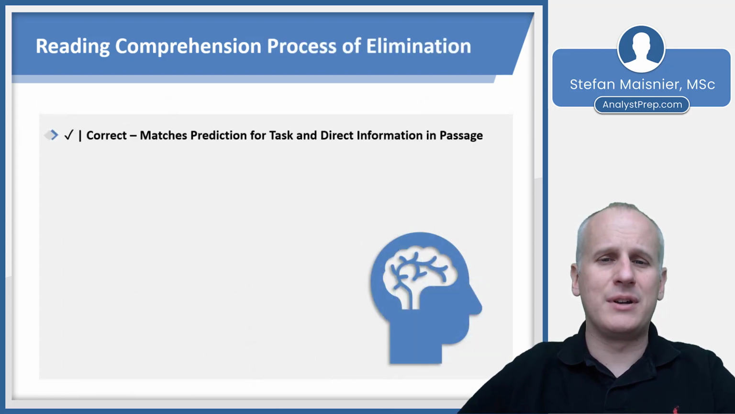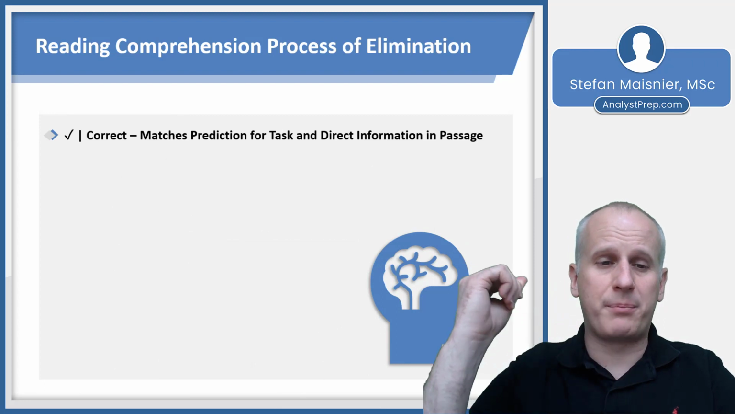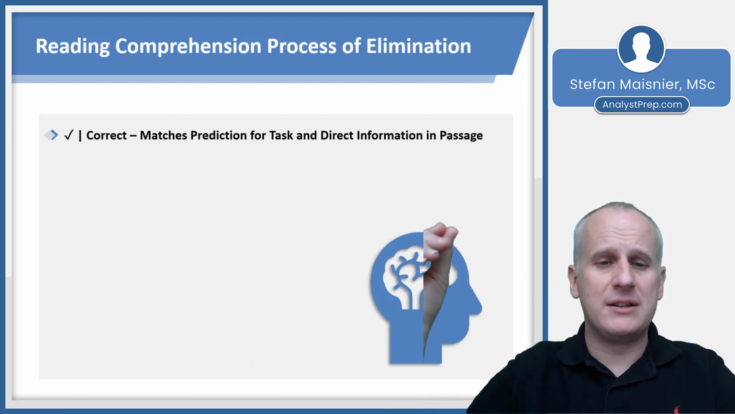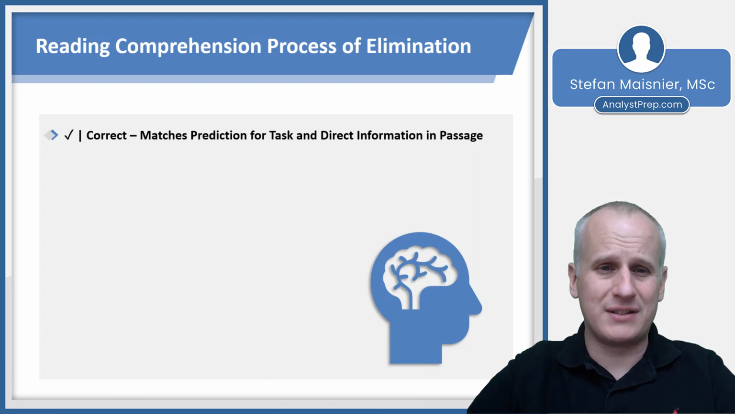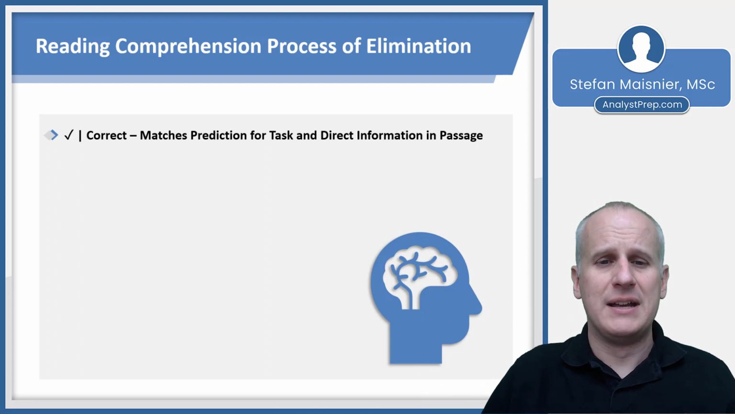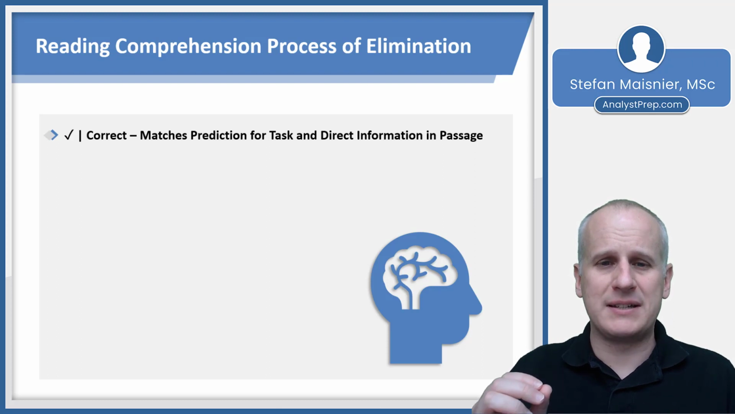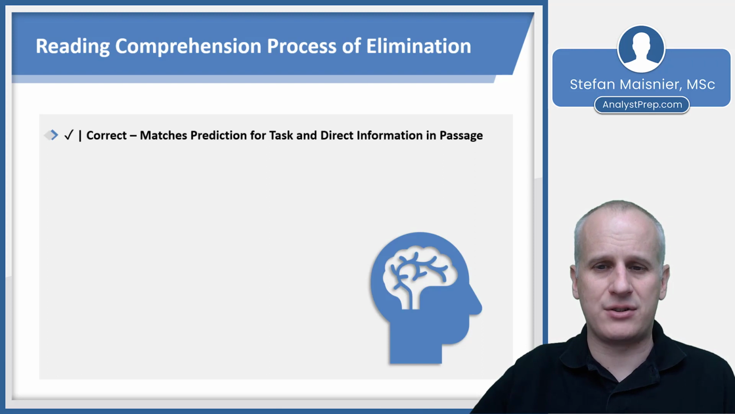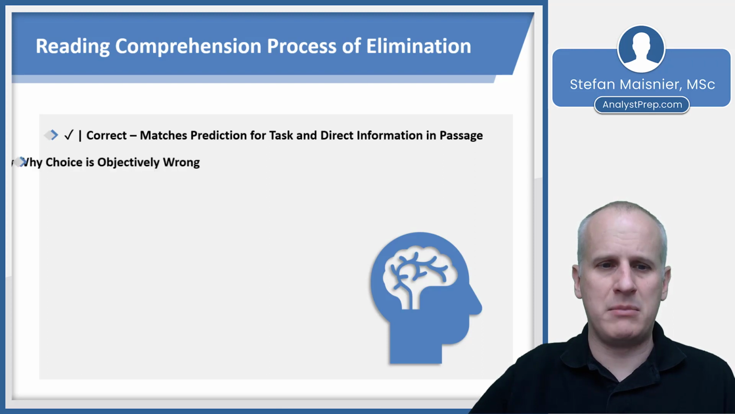So now we're going to talk about process of elimination. The process of elimination here is really key. And the first marking here is probably pretty self-explanatory. You're going to, on your scratch pad, put a check mark next to something that you say is correct, but you're going to have a clear metric for this. You're going to say that it's correct because it matches your prediction for what the task asked you to do to answer the question, or it specifically matches direct information in the passage that you can reference immediately.